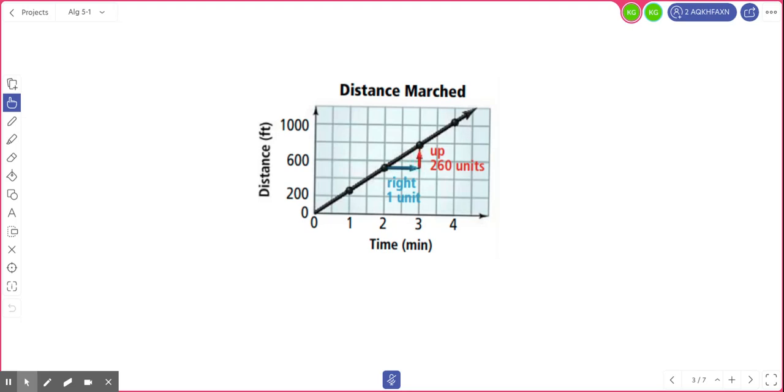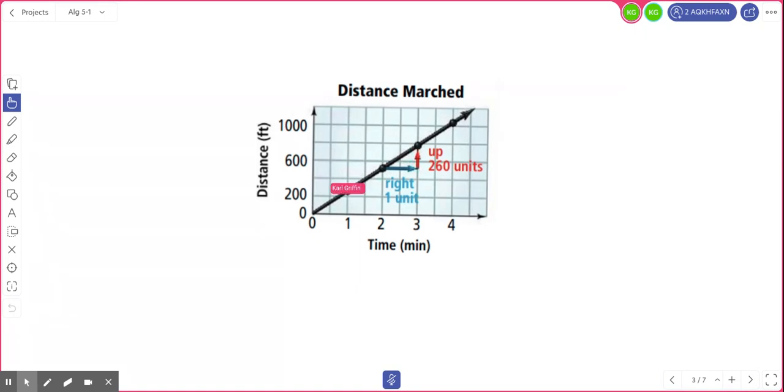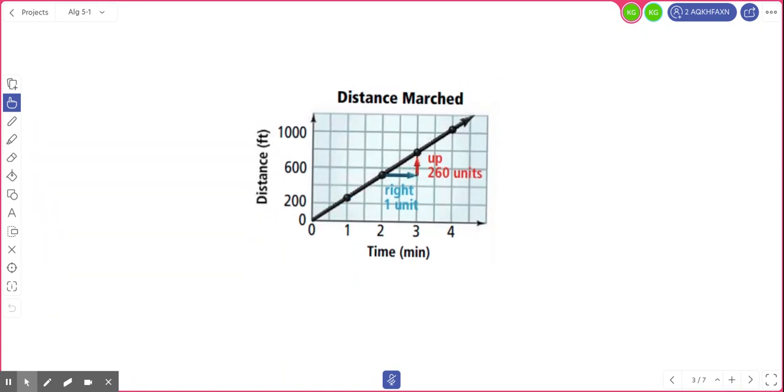Okay, so here we have that same data from the table about how the marching band was marching, but now we've put the points on this graph. So 1, 260, 2, 520, 3, I forget what it was. This one was 1040.